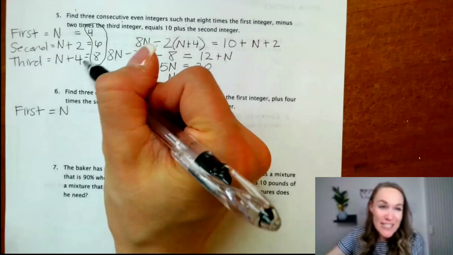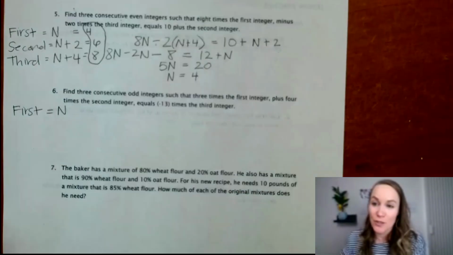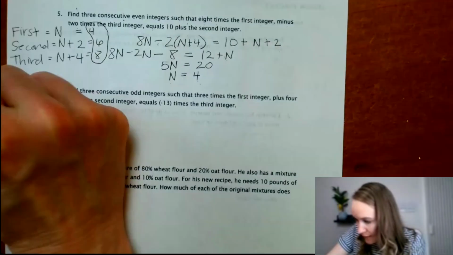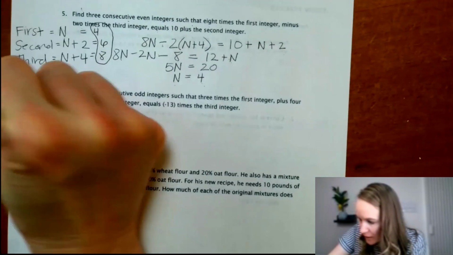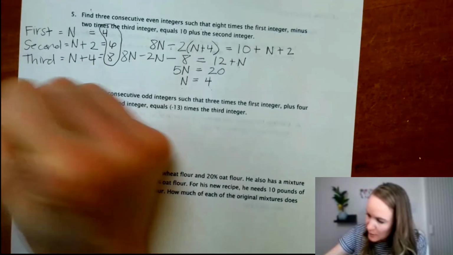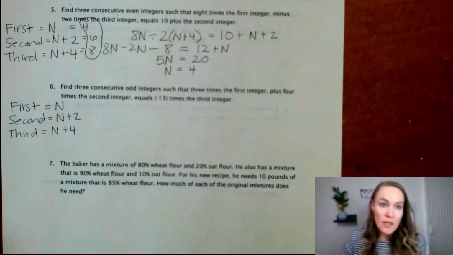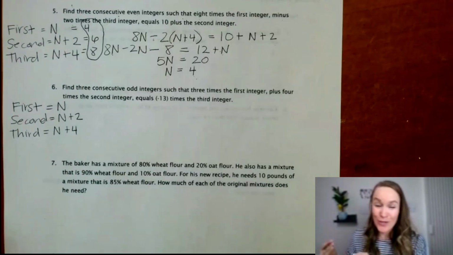And notice how similar it is to the even integers. It just all depends on where we start. Okay, the second is going to be n plus 2, while the third is going to be n plus 4. Super, super simple. So now all we have to do is translate English into math.